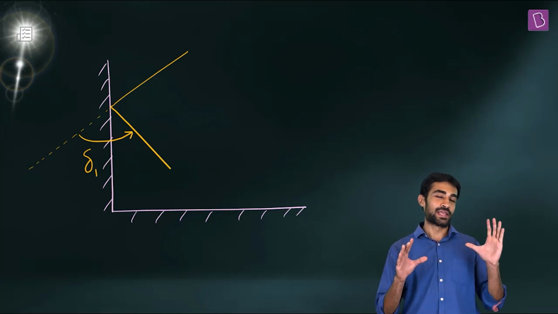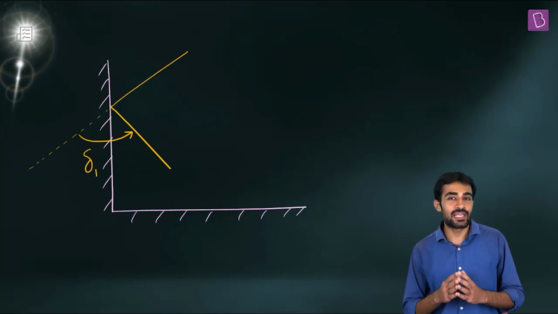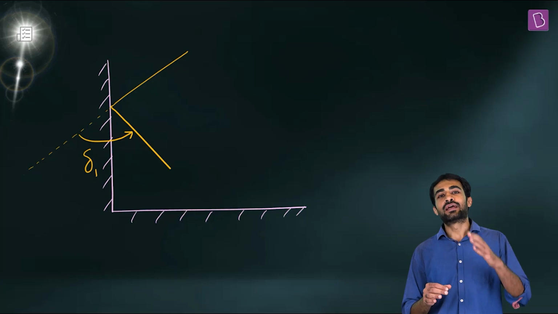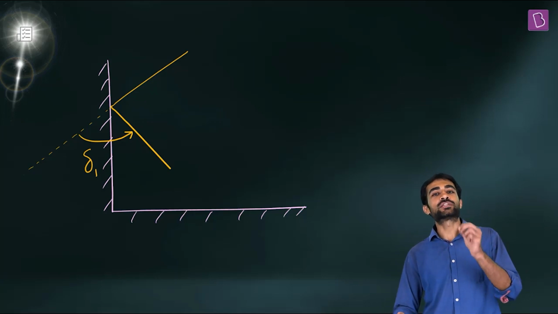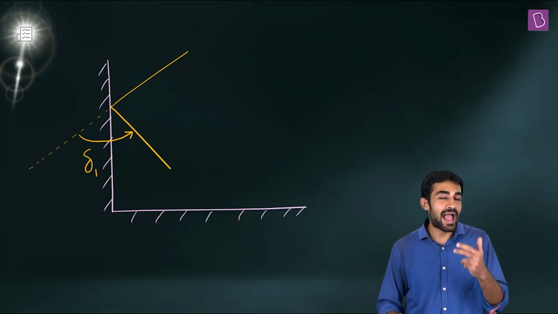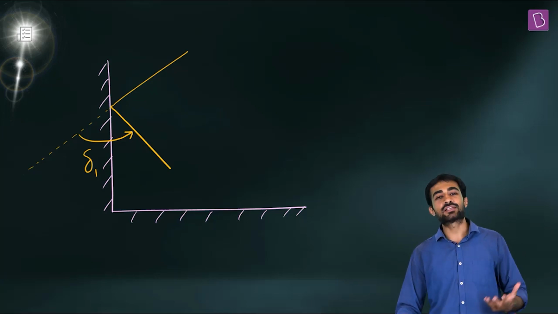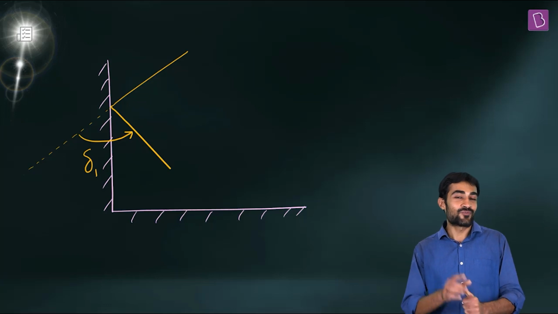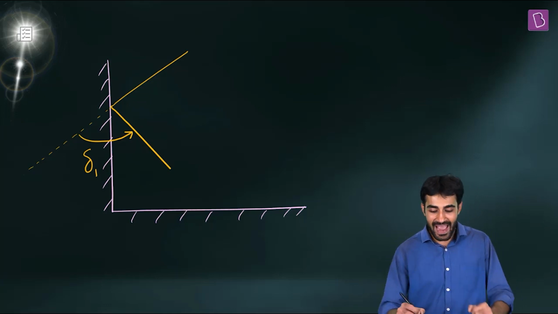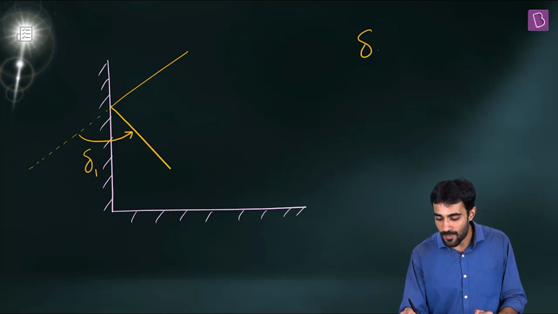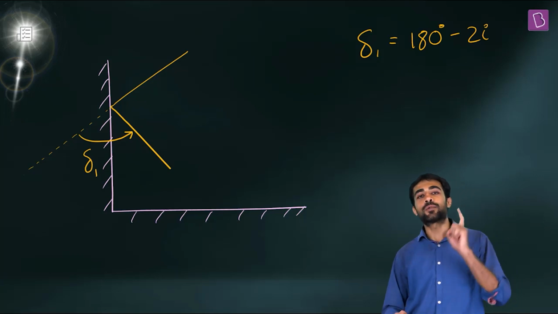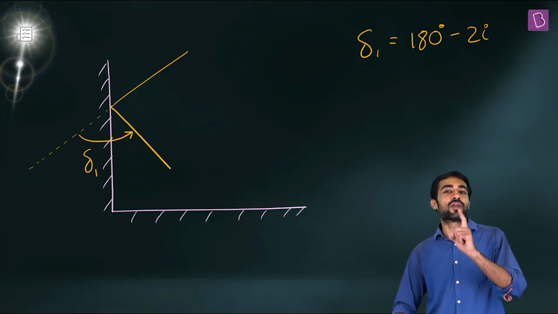So we understand what we mean by angle of deviation? The angle by which the light deviates from its original path is the angle of deviation. In this case, it is very easy to calculate the angle of deviation. Do you remember the formula of angle of deviation? The formula is 180 degrees minus 2i for a plane mirror, where i is the angle of incidence.